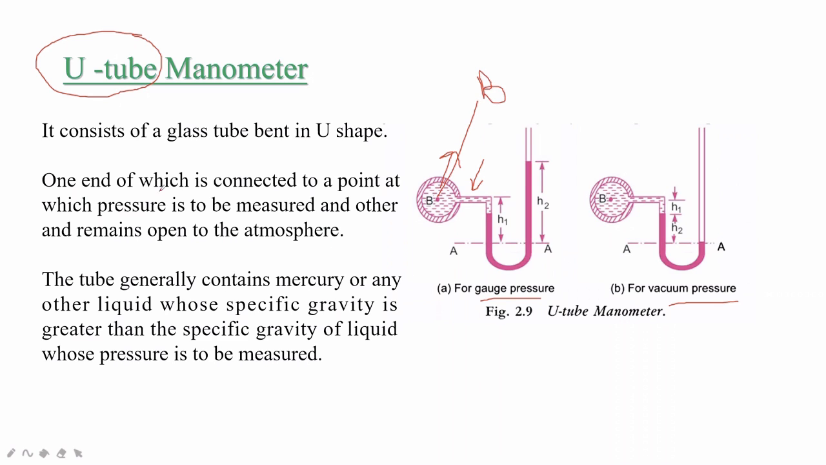So one end of which is connected to a point at which pressure is to be measured, and the other end remains open to the atmosphere. Fine. Next, the tube generally contains mercury or any other liquid whose specific gravity is greater than the specific gravity of the liquid whose pressure is to be measured. So here one condition is there in the U-tube manometer.